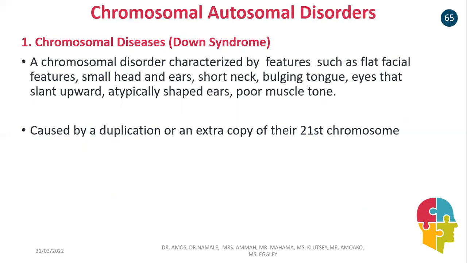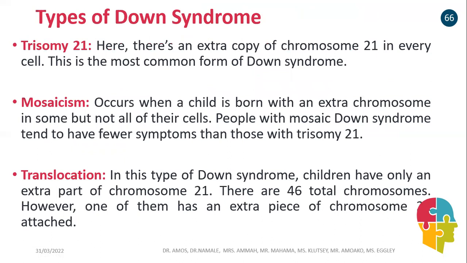So we want to talk about chromosomal autosomal disorders. Here, let's look at Down syndrome. Down syndrome is also called trisomy 21, where the person has an extra copy of the 21st chromosome. There are different types. In trisomy 21, the person has an extra copy of the 21st chromosome in all the cells.